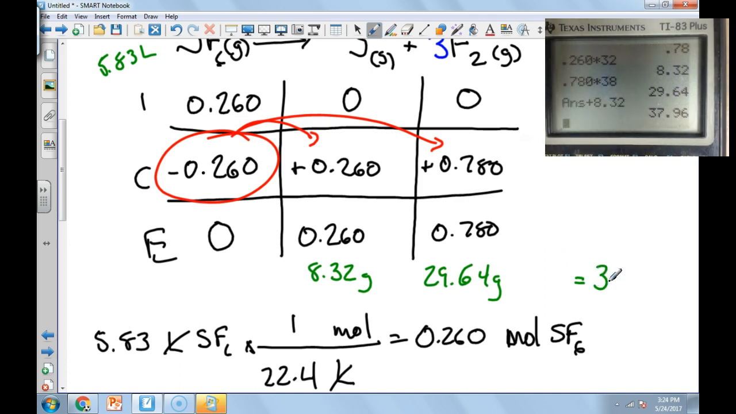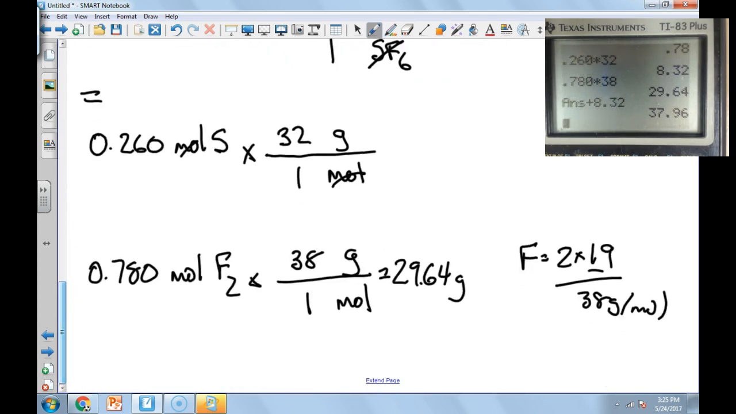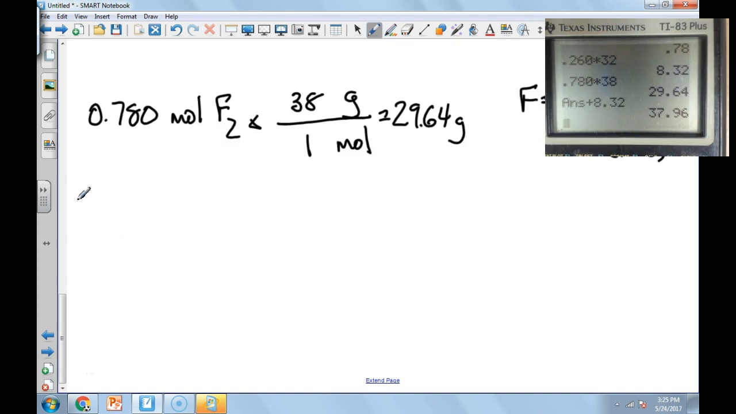Okay, so we get 37.96 grams. But guess what we can do to check? We can just do a very straightforward one-step calculation. We can convert moles of SF6 to grams of SF6. So that's what I'm going to do, because it's worth it to me to make sure that I have the right answer at the end, as opposed to getting all the points off when we grade it.